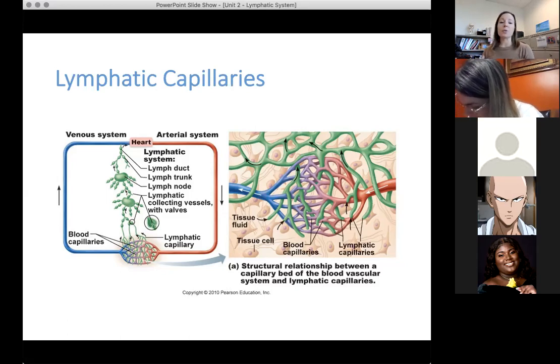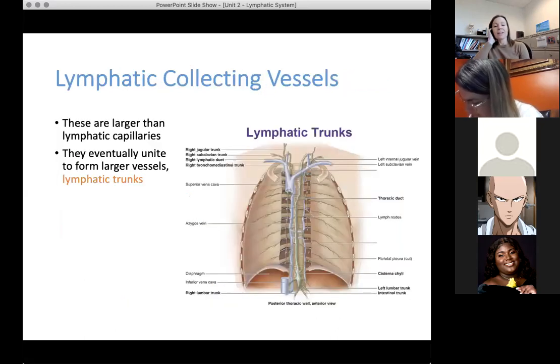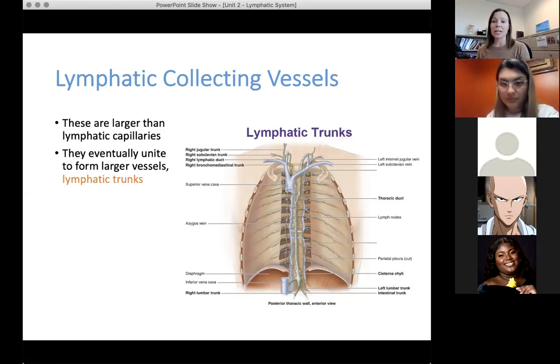These are formed when you have several collecting vessels coming together and uniting and forming these larger lymphatic trunks. So these trunks are draining lymph from larger regions of the body. And then ultimately, all of these lymphatic trunks are going to carry lymph into lymphatic ducts. The lymphatic ducts are the largest lymphatic vessels, and there's only 2 of them.